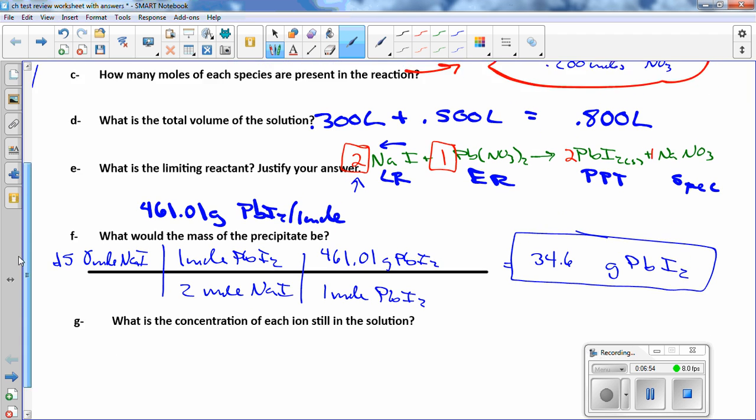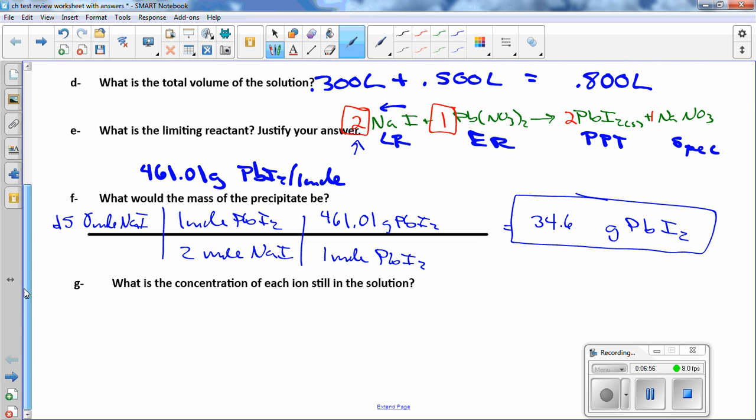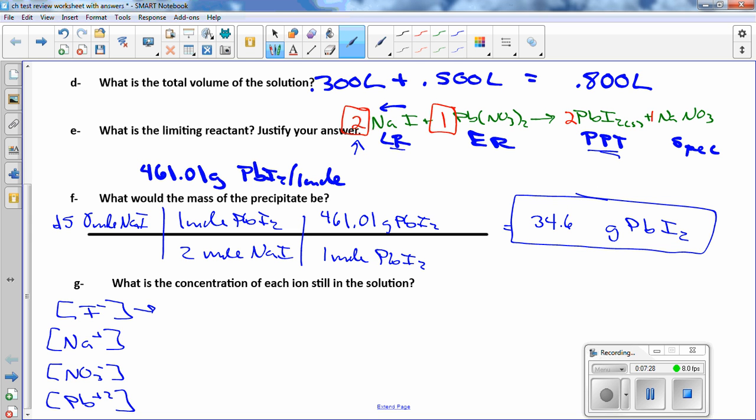Next, what is the concentration of each ion still in solution? All right, so if you think about it, we have 4 ions present. We have I minus, we have Na plus, we have NO3 minus, and then we have Pb plus 2. All right, now I minus was in the precipitate right here, and it was in the limiting reactant, so we know that one has 0 molar concentration.